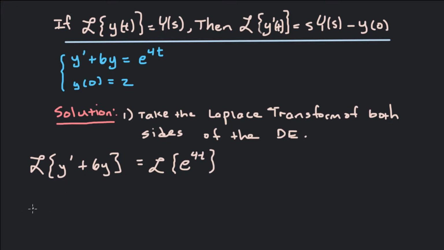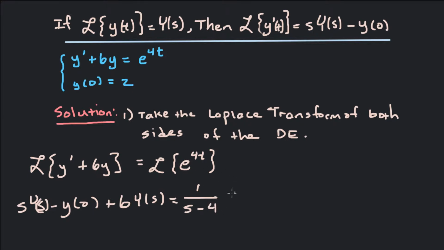The Laplace transform of the left side is s Y of s minus y of 0 plus 6 Y of s, equals, and we have to recall, what is the Laplace transform of e to the 4t? That's 1 over s minus 4. So just simplify this a little bit. We get s Y of s minus y of 0, which is 2, plus 6 Y of s equals 1 over s minus 4.